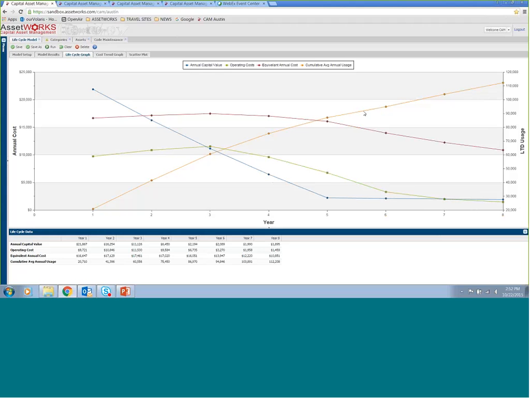This line represents my utilization, so you can see my utilization is fairly steady from first year to second year on average, increasing out to about 112,000 after 8 years. And then this represents my life cycle cost curve. Now, like I said, the traditional theory has always been that this is a U-shaped curve.